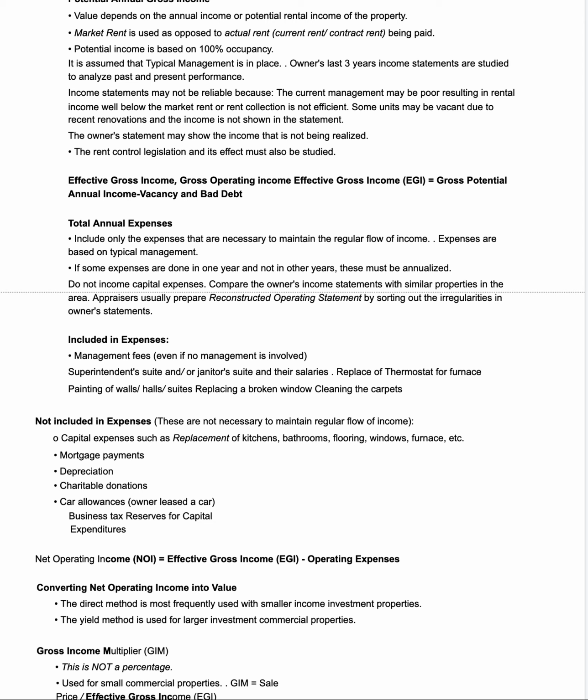Step 4 will deduct the total annual operating expense from the effective gross income to arrive at the net operating income. Step 5 uses the appropriate method of capitalization to convert the net operating income to value. Capitalization is the process of converting the income of the property into capital value.